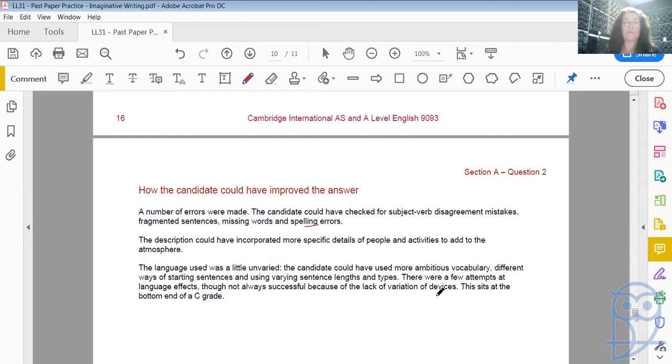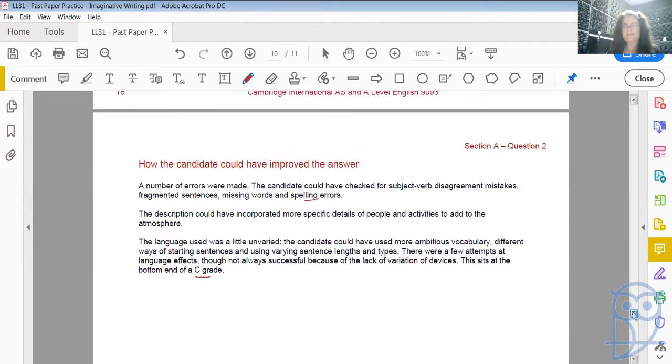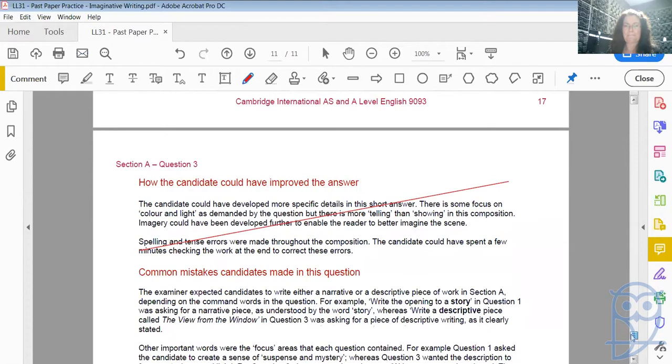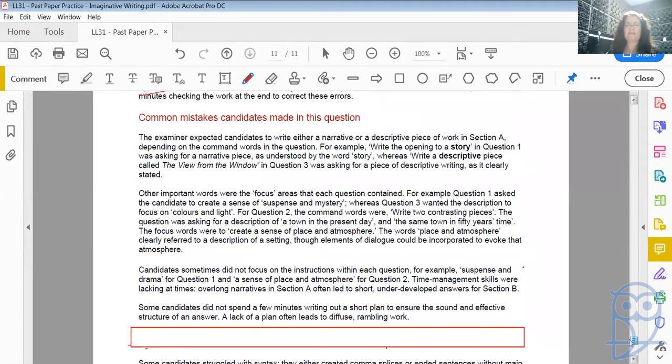I would have wanted to see more exploration of the senses. I think with descriptive language, you've really got to focus on the senses. So this sits at the bottom end of a C grade. Okay, so it scrapes through, basically. But it's at the bottom end. Let's look at common mistakes candidates made in this question.